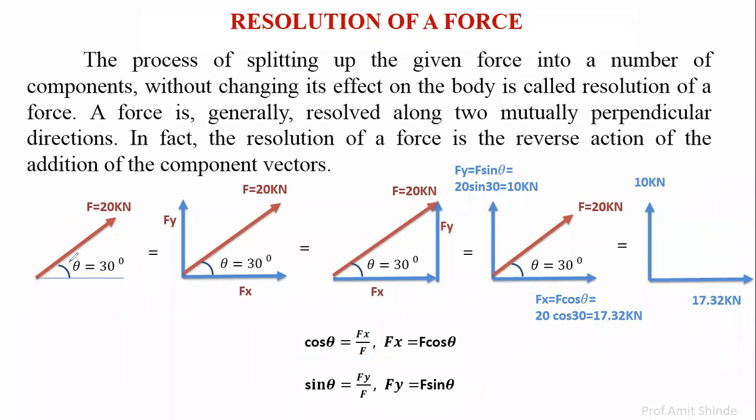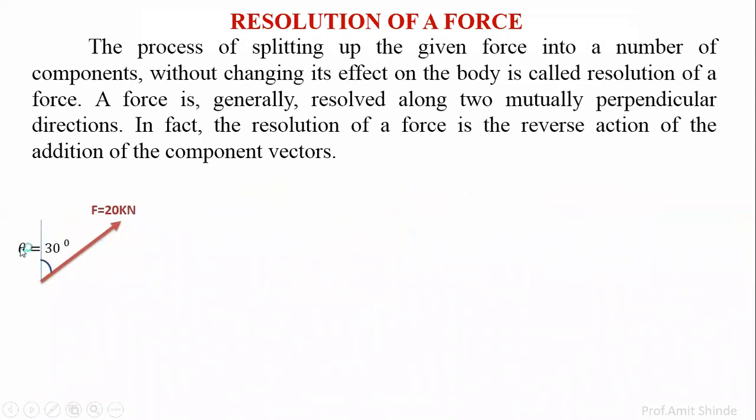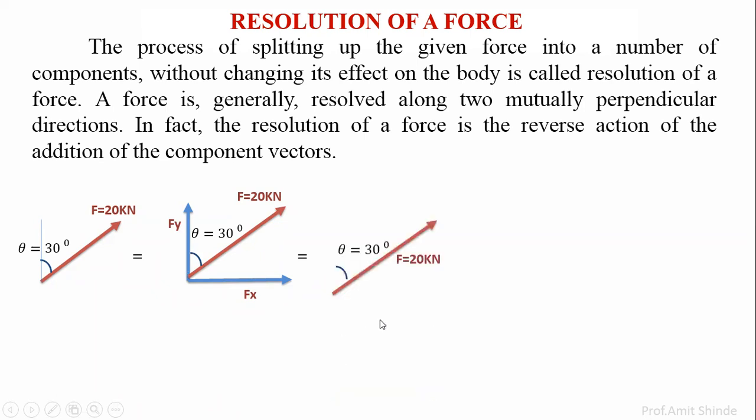The same effect is produced by these two forces, and this process is called resolution of force. Now what will happen if the angle, instead of being made with the horizontal, is made with the vertical? What will happen when the angle made by this force is given with the vertical axis? Now let us see this process also. It makes an angle 30 with the vertical axis. Same, this one is Fx, this one is Fy, only the angle is with the vertical axis.